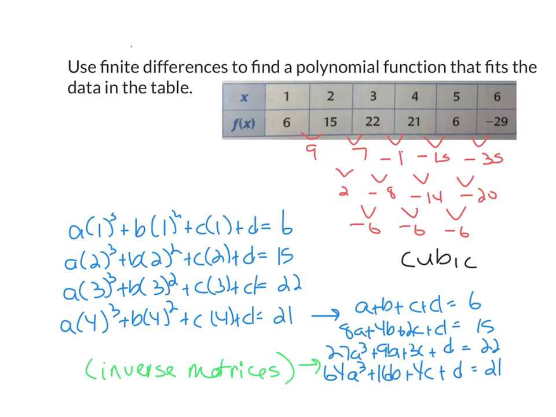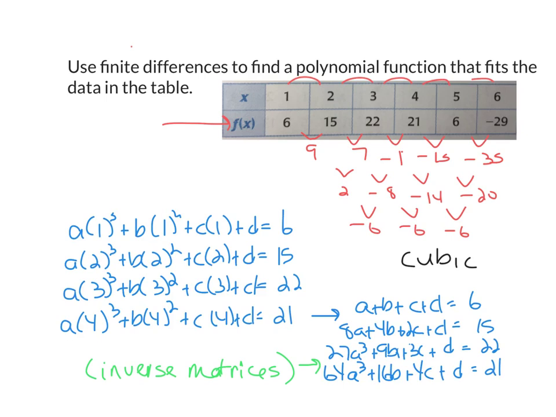All right, last thing here. Use finite differences to find a polynomial function that fits the data in the table. So what I did is I took the table. These are my x's. Notice they're the same distance apart, 1, 2, 3, 4, 5, 6. These are my f of x's. So what I did is I just did finite differences.